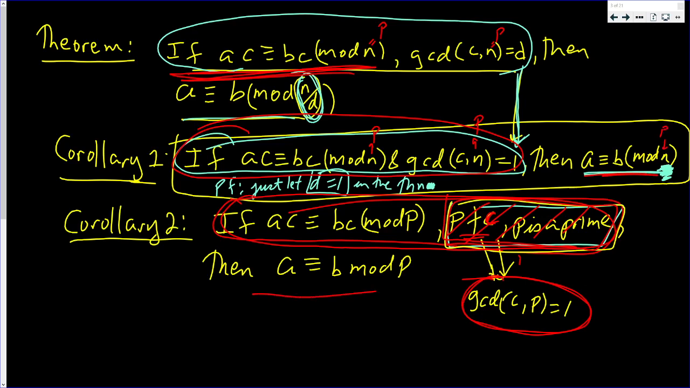And there it is. So P does not divide C, and P is prime. That just means that C and P have only 1 as a common divisor. In fact, it's their greatest common divisor. That completes the theorem along with the two corollaries.